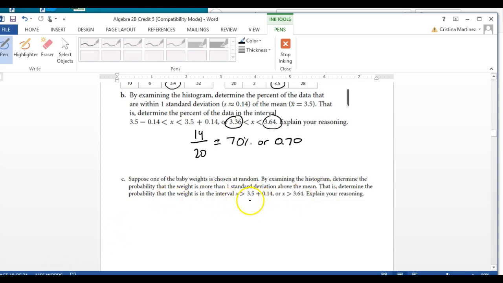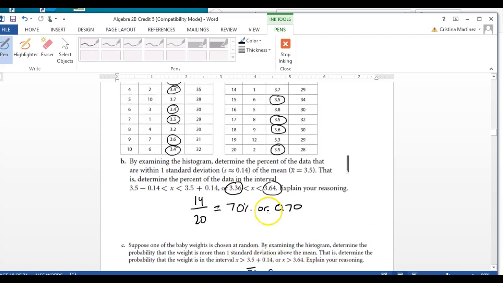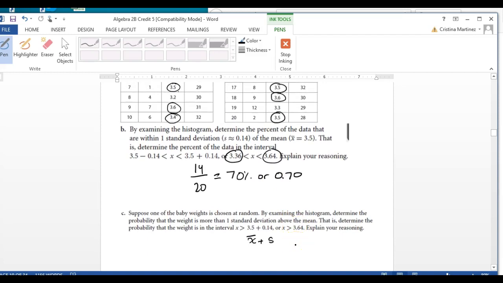And that they kind of gave that to us. Essentially, they took the mean, right? And they added the standard deviation, which was 0.14, and they got about 3.64. So let's look at our data and see what values are above or more than 3.64.